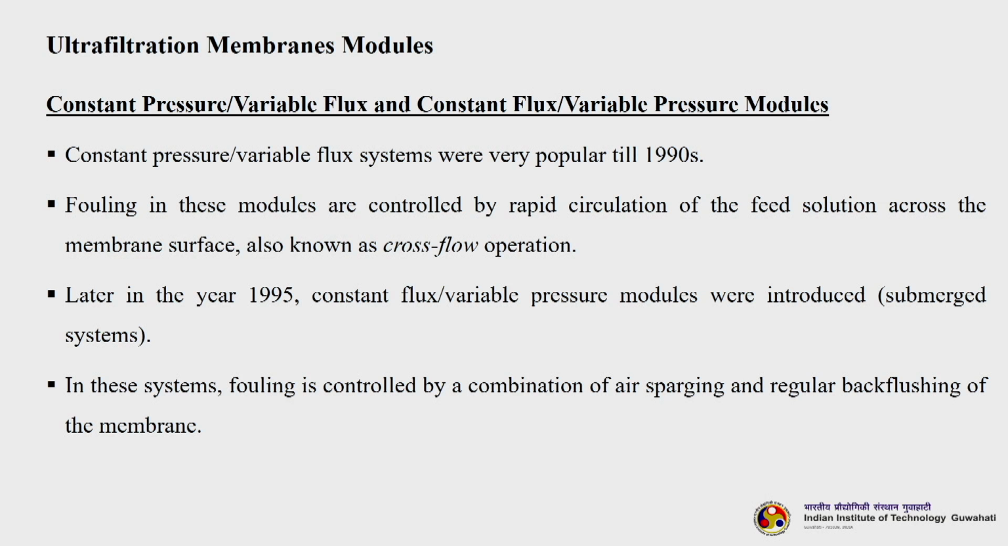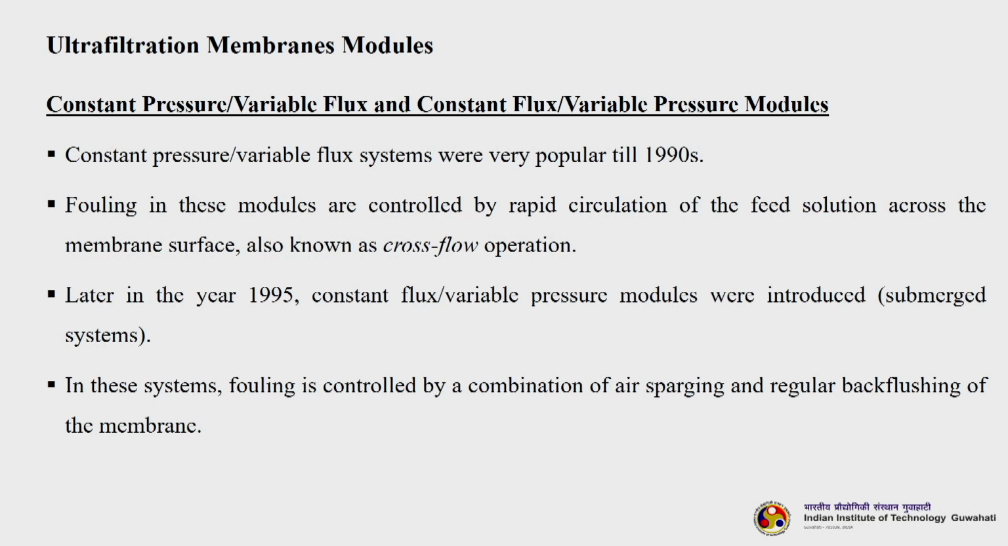So, usually two types of modules exist for ultrafiltration systems. The first one is constant pressure but variable flux systems, and the second one is constant flux and variable pressure systems. Now, what are those? Constant pressure and variable flux systems were very popular till the 1990s. Later on, constant flux and variable pressure systems came into the picture in 1995. They are mostly popular for submerged systems. So, submerged membrane reactor, submerged membrane bioreactor, you might have heard sometimes. We will see what those are.